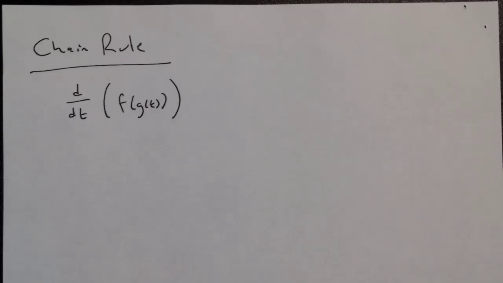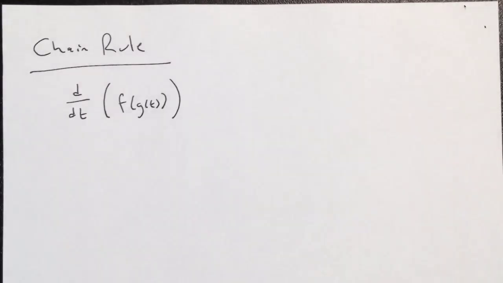So again, I'm going to go back to Calc 1. I'm going to ask you a question that we've answered before. How does chain rule work? Here is f of g of t, a composite function, a composition. How do I take the derivative?